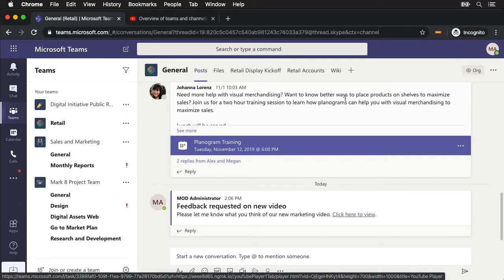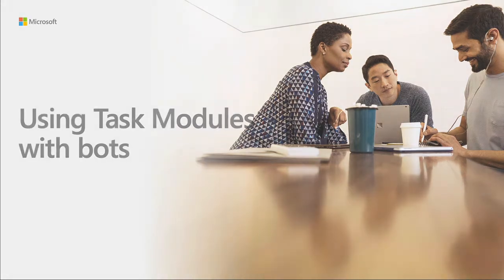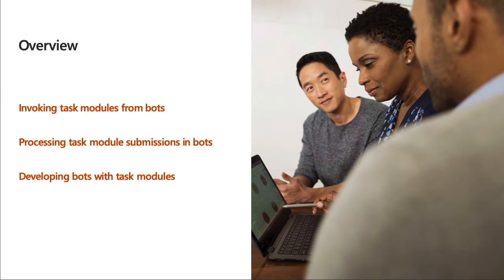So what you saw in this demo was how to use adaptive cards in task modules and how to use deep links. As you've seen in other sections within this module, we've seen how to invoke task modules from custom tabs using the JavaScript SDK, and also how we can do the exact same thing using a deep link. In this section, what we're going to look at is how to invoke task modules from bots, how to process submissions in bots, and then how to also develop bots.